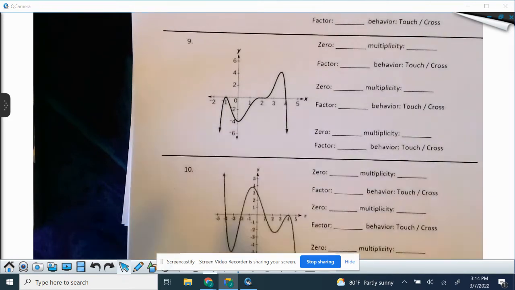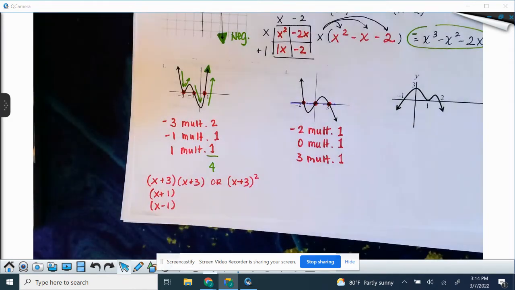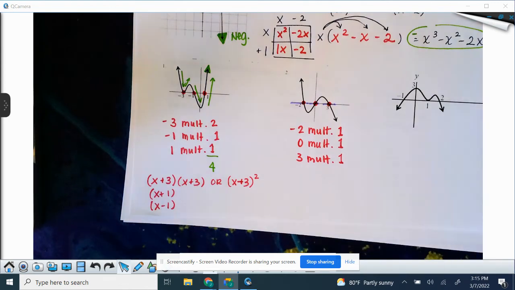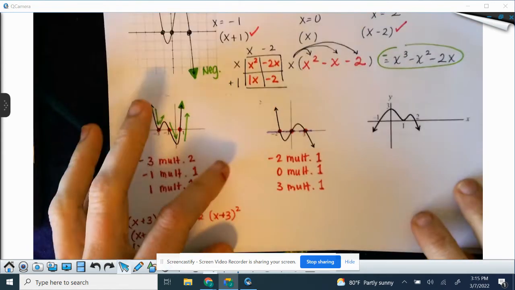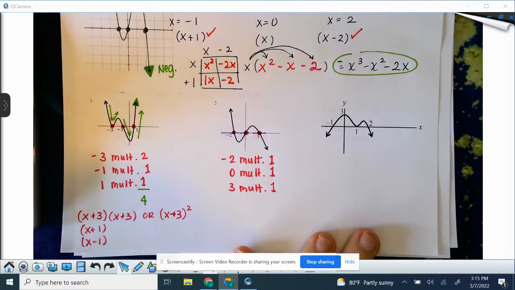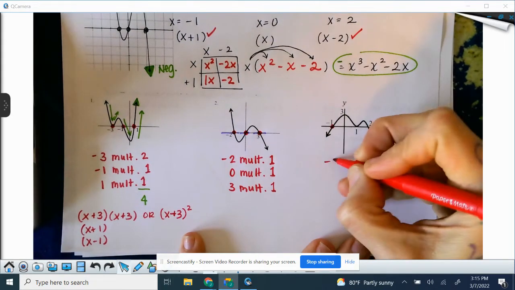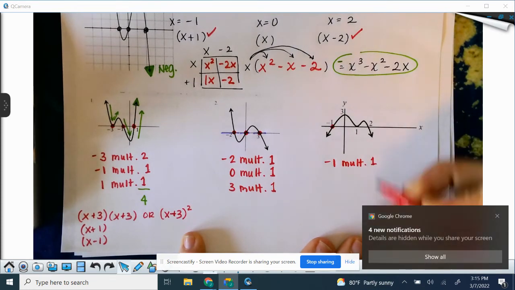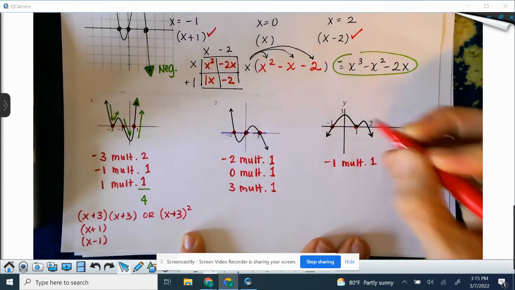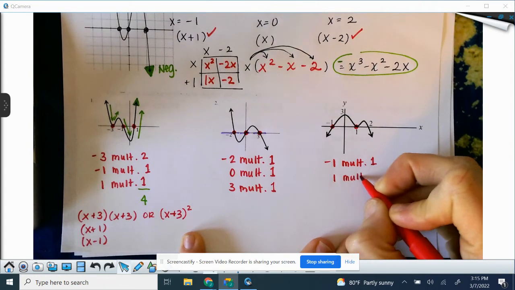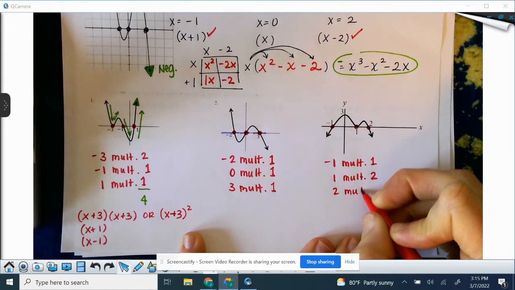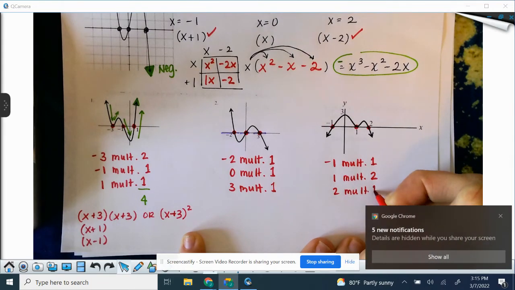Algebraically though, if you're looking at your factored form and a factor is raised to the 4th power, that means it has a multiplicity of 4. Whatever the power or degree of that factor is, that's also your multiplicity. So -1, multiplicity of what? Yes. And +1, multiplicity of 2. And 2, multiplicity of 1, because it just goes straight on through.